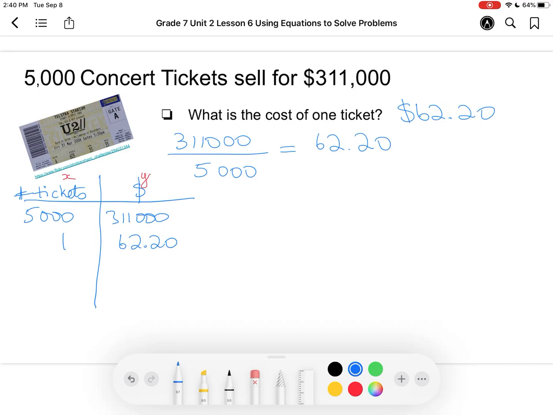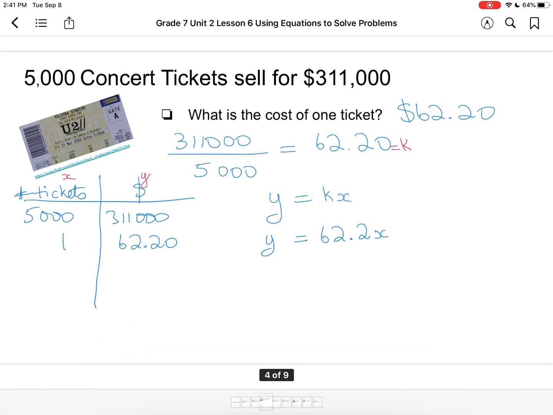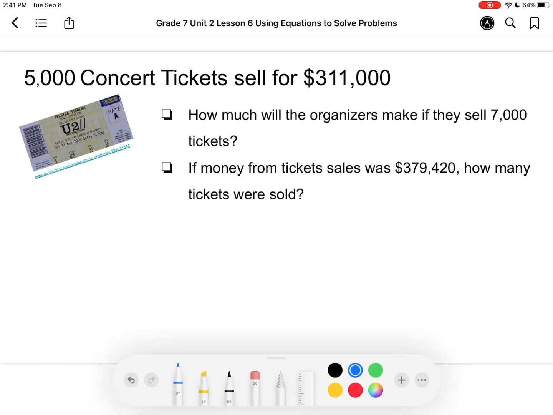So now to write an equation in the format Y equals KX, I'm going to say Y equals, and our constant of proportionality is 62.20. So Y equals 62.2X. That's our equation. And X represents tickets and Y represents money. So now let's use this to solve the problems we were asked.